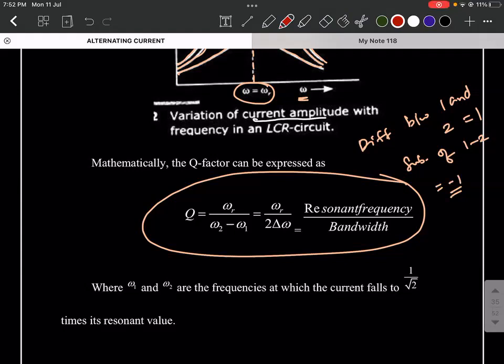So in the difference, you can do either 1 minus 2 or 2 minus 1, but you will report only the positive value. So here I wrote it as omega 2 minus omega 1. You can also write it as omega 1 minus omega 2, no harm. Call it the bandwidth.